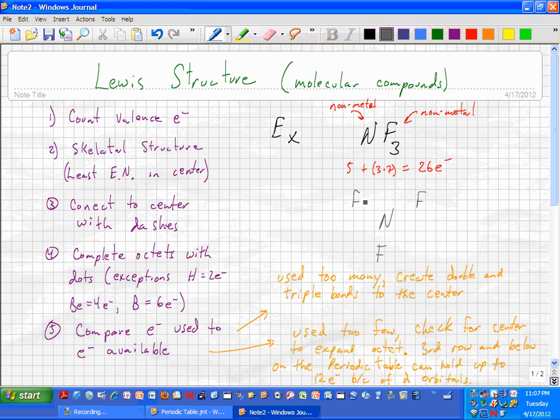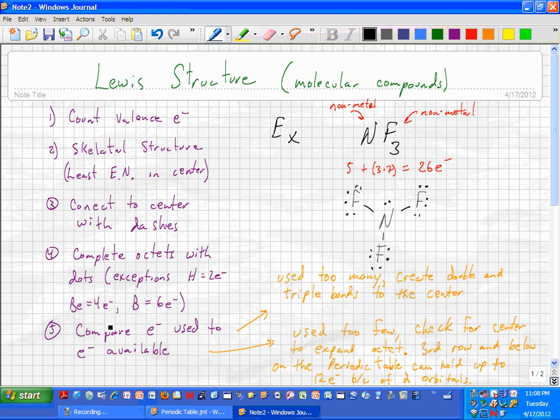What we would do next is connect to the center with dashes. So I'm going to make a dash between each of these outer atoms and our central atom. The next thing we would do is complete our octets with dots, exceptions being hydrogen, beryllium, boron. I do not have hydrogen, beryllium, or boron, so I'm going to go ahead and complete my octets. This dash here counts as 2 electrons for fluorine, so I would give it 6 more electrons, or 6 more dots. Same thing with this fluorine. Same thing with my last fluorine. Nitrogen has 2, 4, 6, so I give him 2 more.